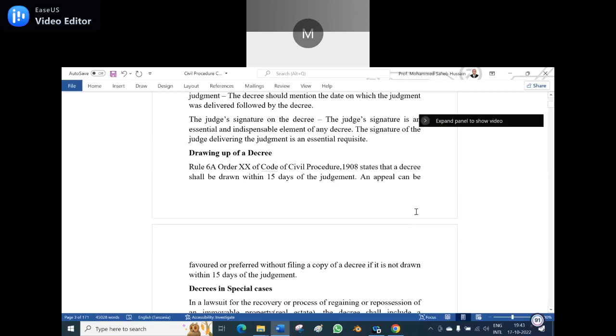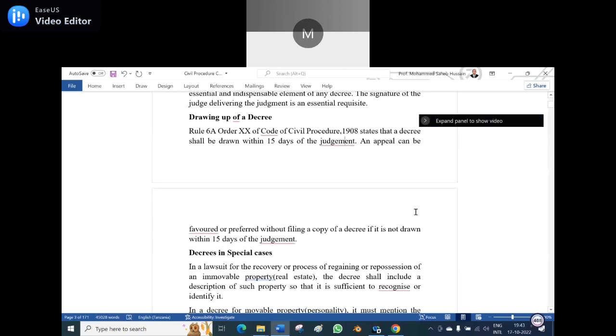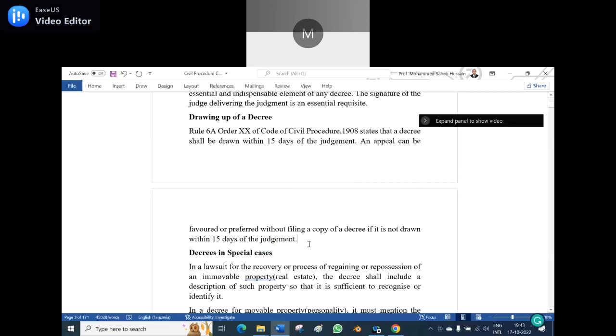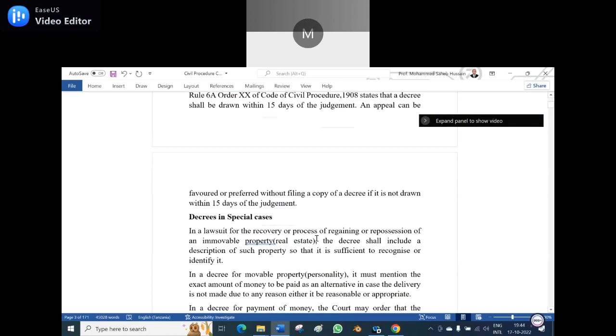An appeal can be preferred without filing a copy of the decree if it is not drawn within 15 days of a judgment. In case the decree is not given, without the copy of a decree, one can file a case in the court of law. For the appeal, I am speaking. Is it an appeal against a judgment or an appeal against a decree? When the decree is not passed, then the essence of the judgment, which will be requisite of the decree, on that basis they can make it out, even if the decree is not passed.